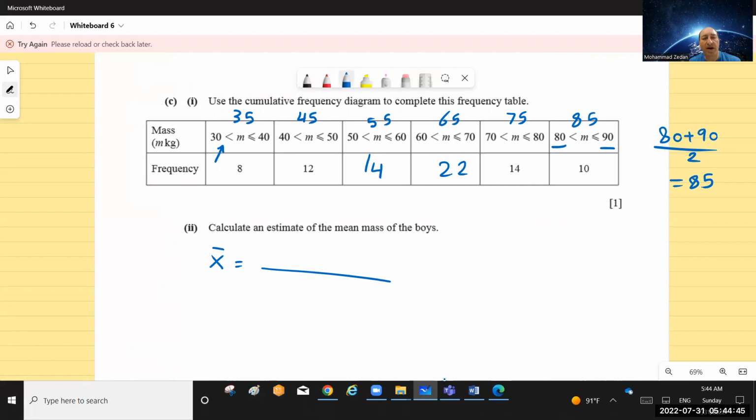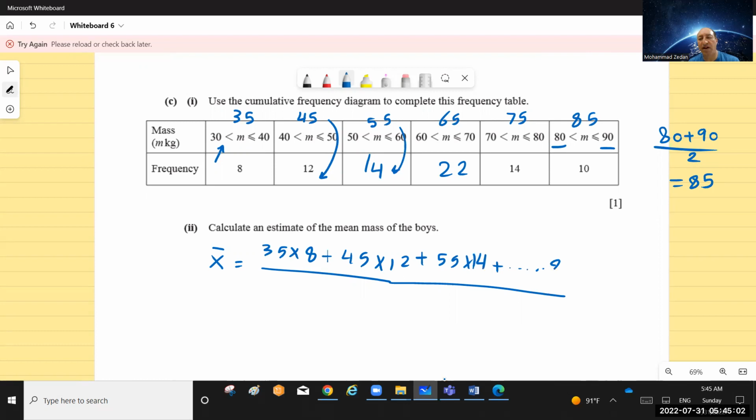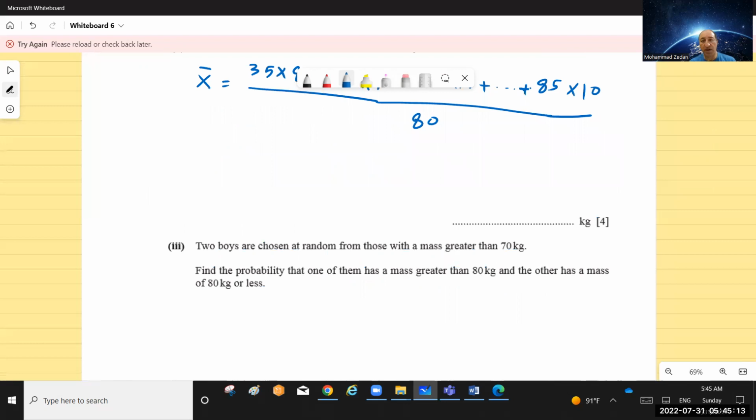So now multiply 35 times 8 plus 45 times 12. You just multiply each center of the set by its frequency, plus 55 times 14, plus on for all sets until 85 times 10, and then divide by the number of boys, which is 80. That gives you 61.5. This is the answer.